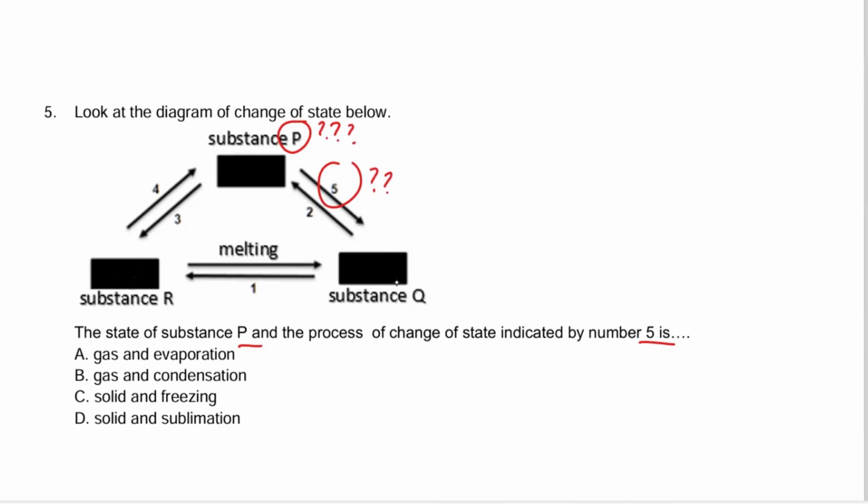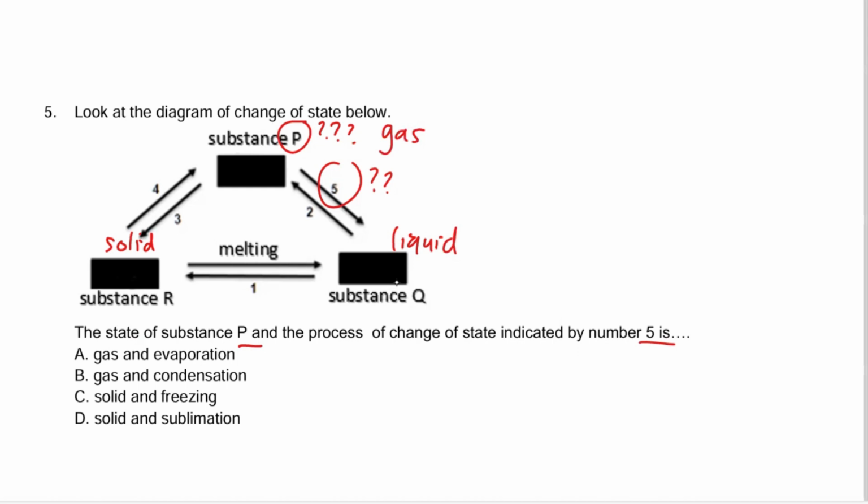We are given the information that the process from substance R to Q is melting. So if the process is melting, solid is the substance R, because melting is a change from solid to liquid, right? And Q is the liquid. If R is solid and Q is liquid, so P is the other one. The one that is left is only gas.